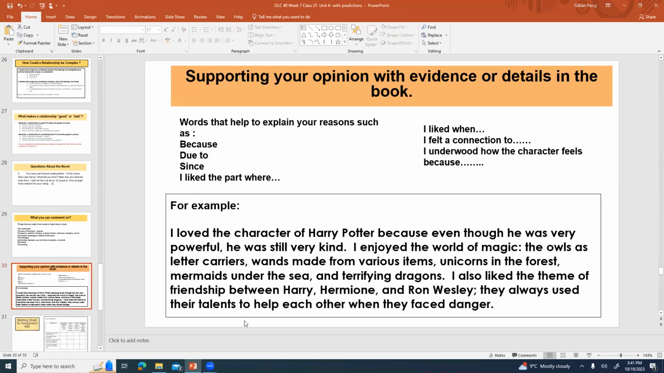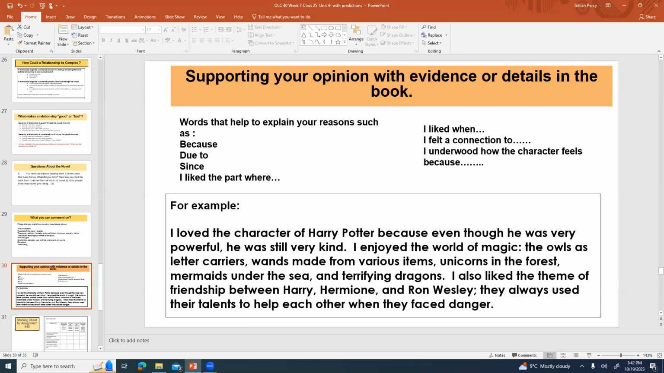Supporting your opinion with evidence or details in the book. This goes to what we were talking about. You can't just say, I liked it, I hated it, just because. But some words that can help you to explain your reasons are things like because, due to, since. I liked the part where, I liked when, I felt a connection to, I understand.